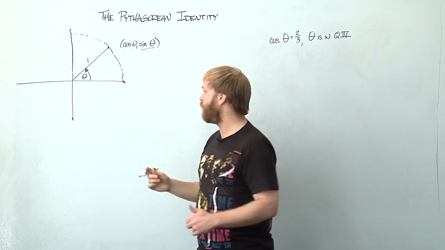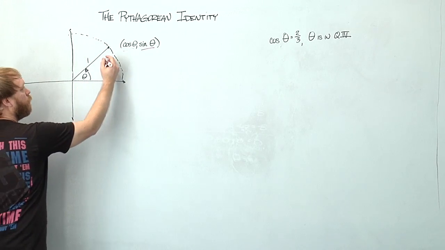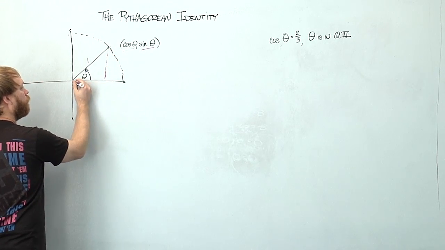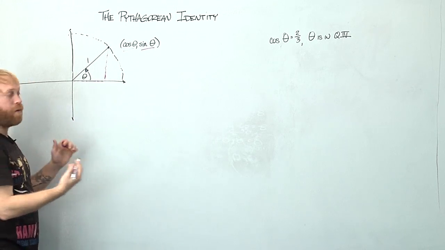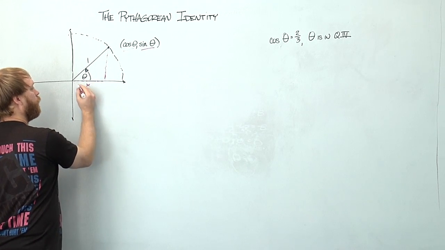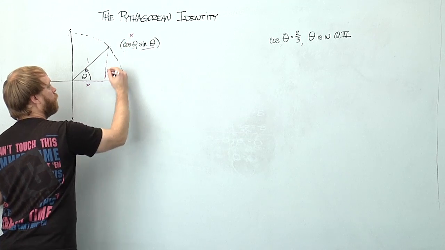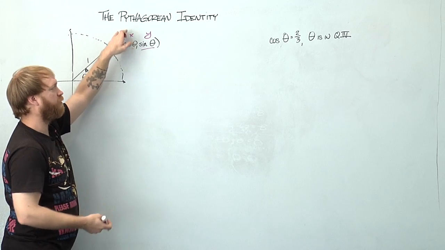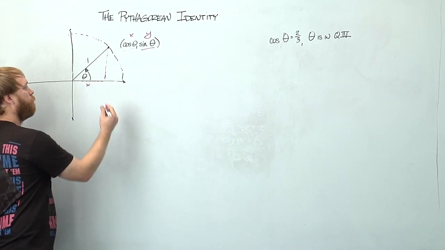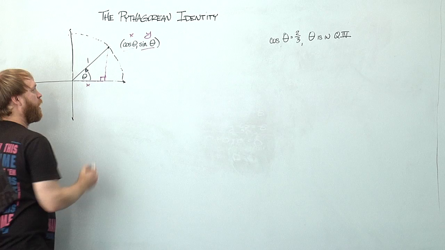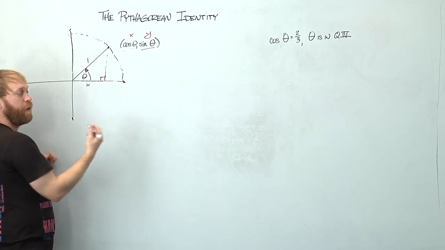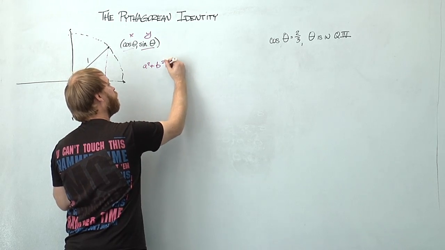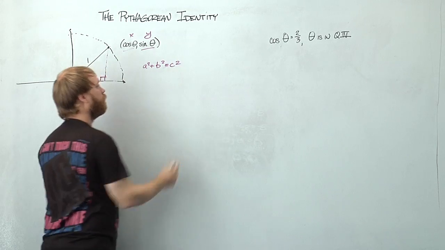Now, one thing to think about is that if I drew straight down and straight over, I can form a triangle. And the length here is x, and the length here is y. This is the whole idea of the unit circle and relating the x and the y with cosine and sine. But this is a right triangle. And one thing we know about right triangles is that in a right triangle, a squared plus b squared equals c squared.